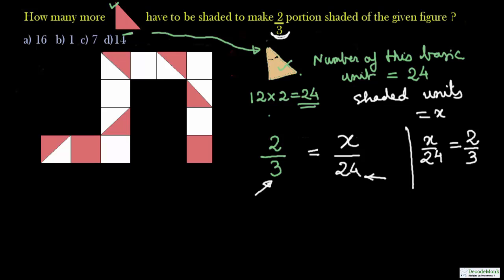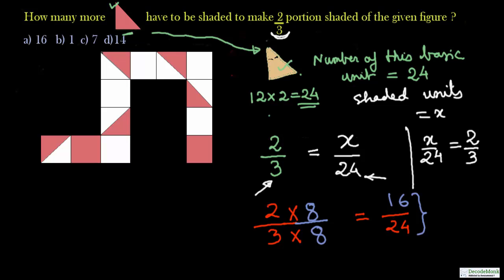The shaded basic units will be, from here you can see, 2 by 3. As you know, how can you go from one fraction to another equivalent fraction? You need to multiply both the numerator and denominator by the same number. So you can arrive at 24 from 3 if you multiply 3 by 8. 3 eights are 24. You need to multiply the numerator by the same number, so 2 eights are 16. So you see that 16 by 24 is equal to 2 by 3.